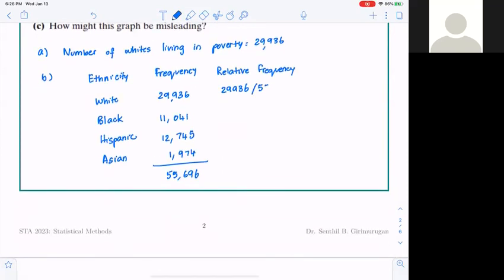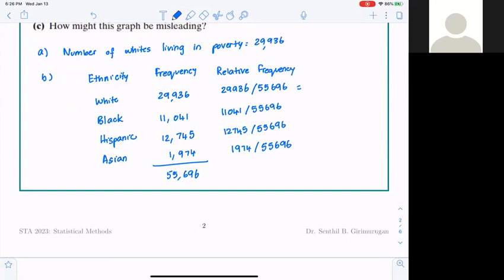Divided by 55,696, 11,041 divided by 55,696, 12,745 divided by 55,696, and 1974 divided by 55,696. So each of those will give us a corresponding percentage.